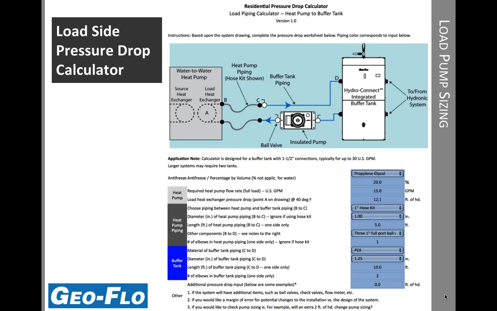This is what the calculator looks like. It's color coded like the other calculators on the website. So you can see here the blue piping is the hard piping from the tank over to, in this case, a hose kit. This could be hard piped all the way, certainly, but in this case we have a hose kit in the example. And you'll just pick those with drop-down boxes and entries below the picture.